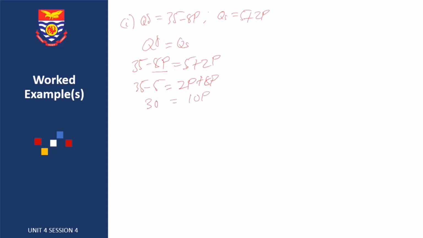10p. Now I want to make p the subject, so what do we do? We say divide both sides by 10, so that the 10, the coefficient of p, will cancel itself. 10 goes into 30 3 times, so I have p is equal to 3. The moment we have our equilibrium price, we can put it into any of the equations for the demand or the supply, and we'll get the equilibrium quantity. So this is the equilibrium price.